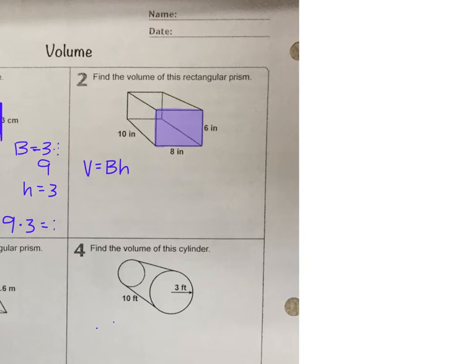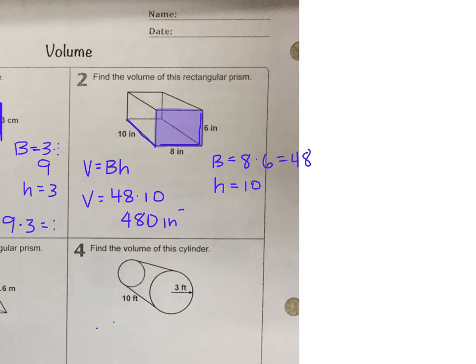We're going to use the same formula to solve this one, another rectangular prism. First we have to find our big B, which is the area of the base. So we do 8 times 6. 8 times 6 is 48. Our height is the one we haven't used yet. It's that 10. So volume is going to equal B, which is 48, times H, which is 10. That is 480 inches cubed.